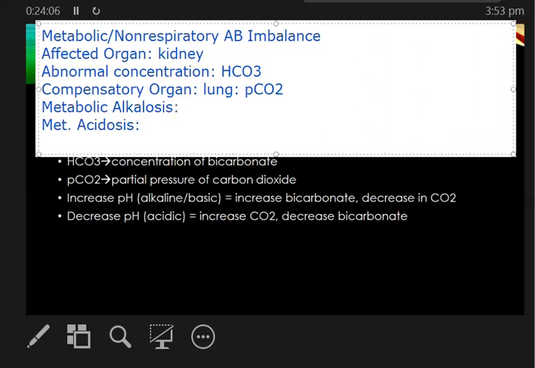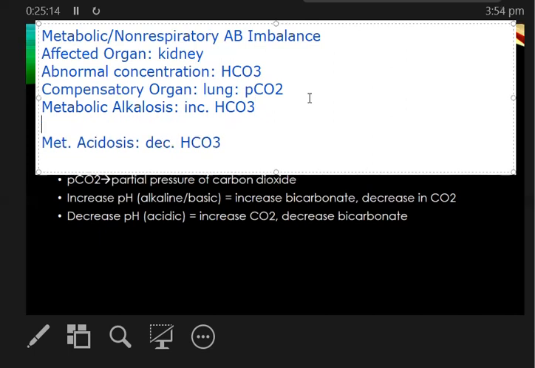In the case of metabolic alkalosis, what is our problem here? There would be an abnormal concentration of your bicarbonate. Since bicarbonate makes your body alkaline, in metabolic alkalosis you would have an increase in bicarbonate. In the case of metabolic acidosis, the absence or decrease of bicarbonate will make your body acidic. A decrease in your bicarbonate will cause metabolic acidosis.